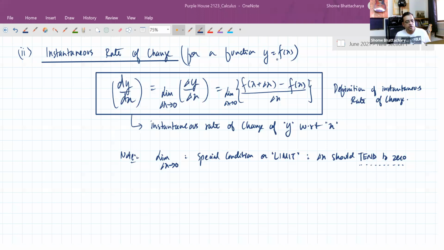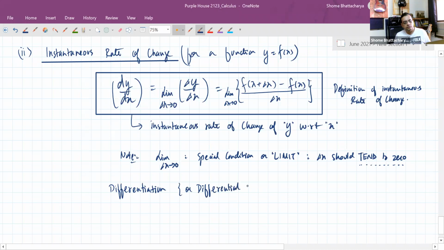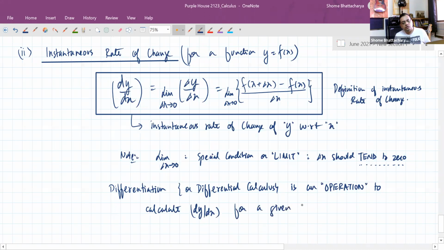So this operation is called differentiation. Differentiation, or differential calculus, is an operation to calculate the instantaneous rate of change for a given function.